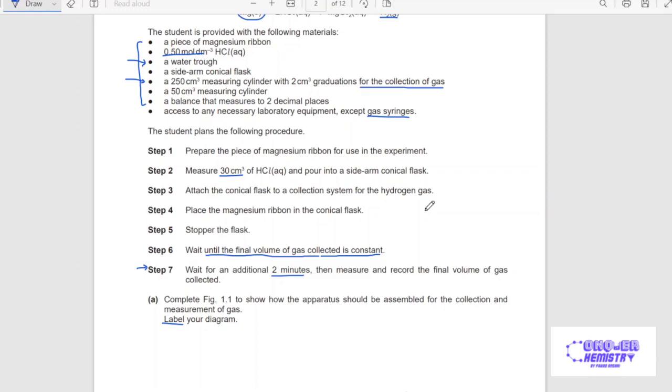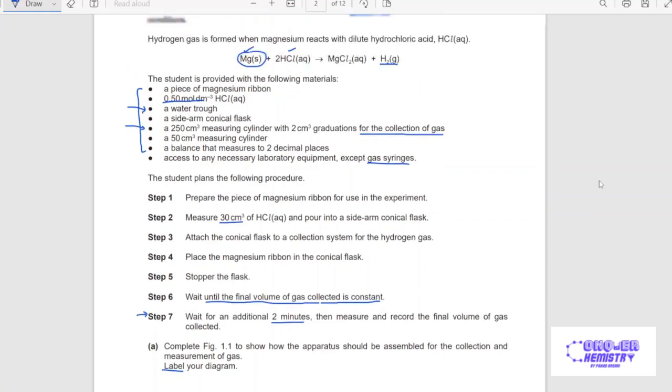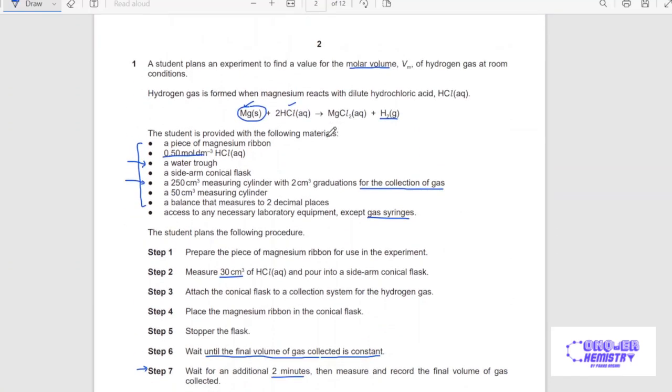Why? Now, the reason for this is, if you look up at the question, it says that we want to find the molar volume of hydrogen gas at room conditions, right? Now, obviously, in this reaction, some heat will have been exchanged with the environment, so the temperature of hydrogen gas may be a little different from room conditions. That's why you wait after the reaction is over for the gas to return to room conditions so that you have an accurate volume under those conditions that you want.